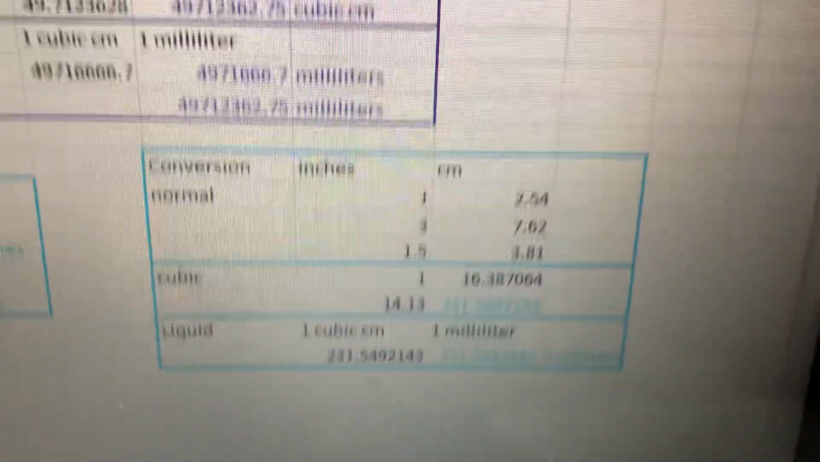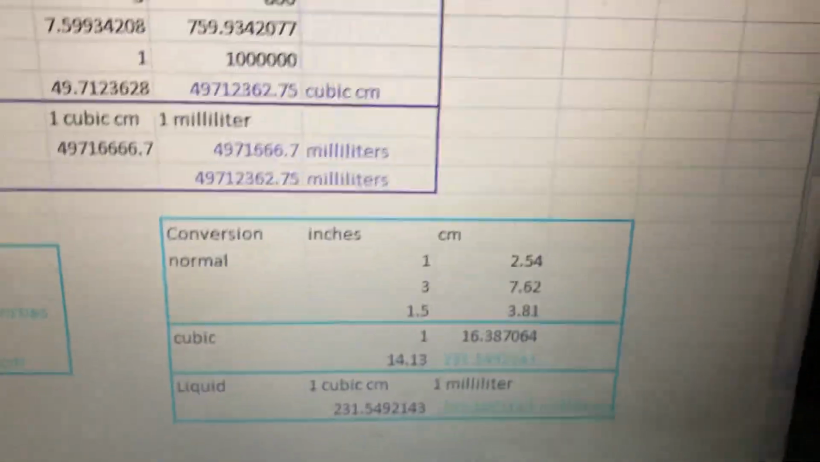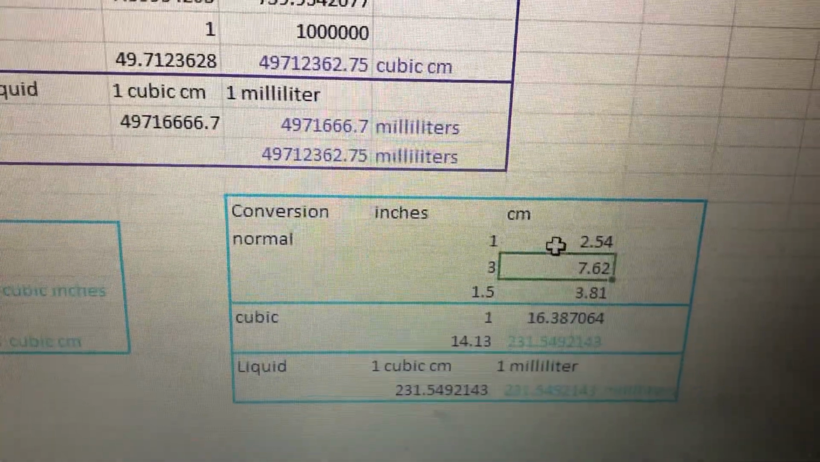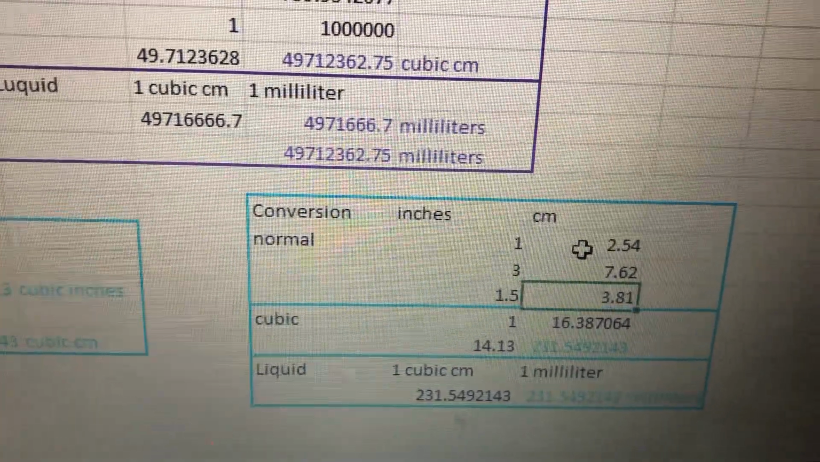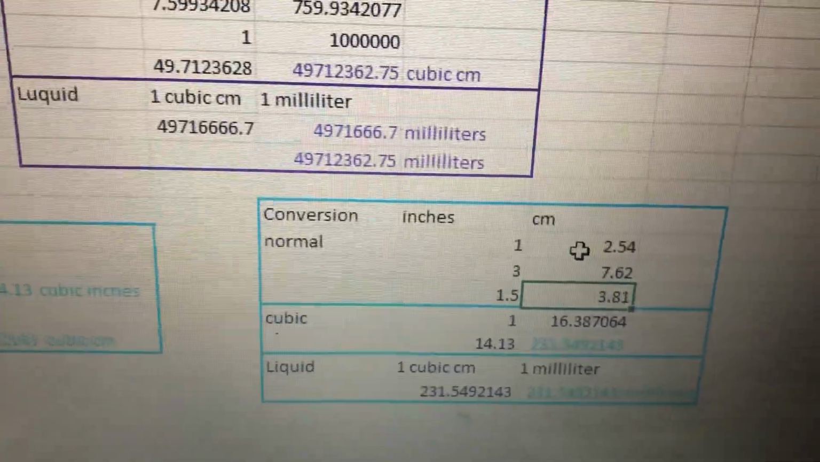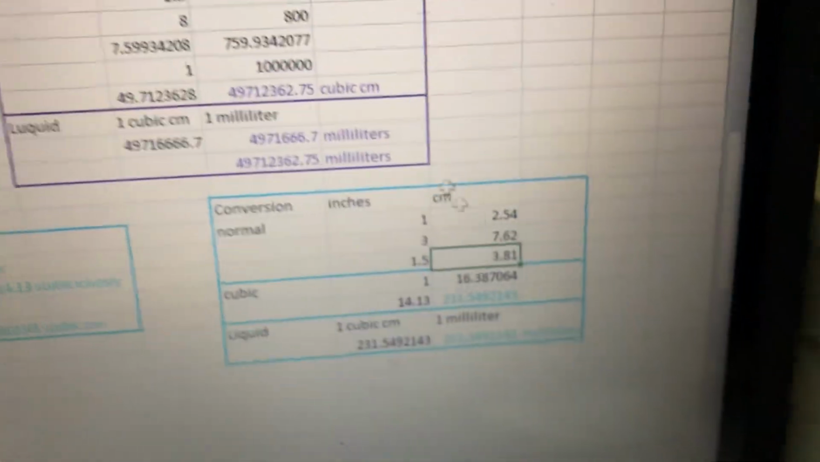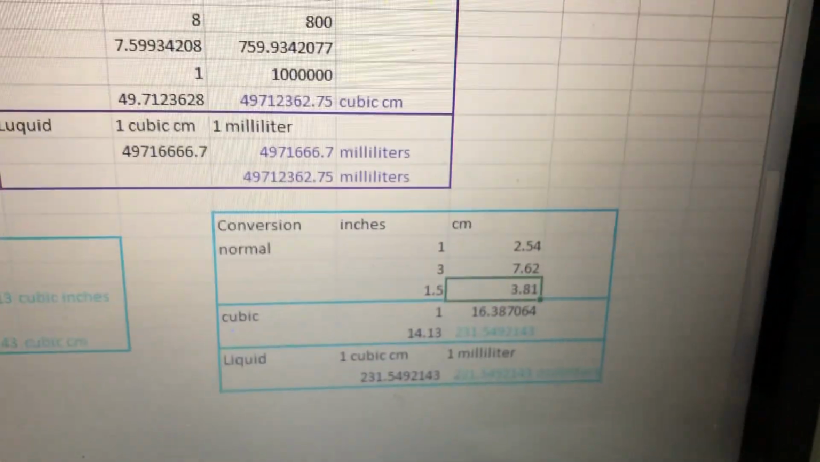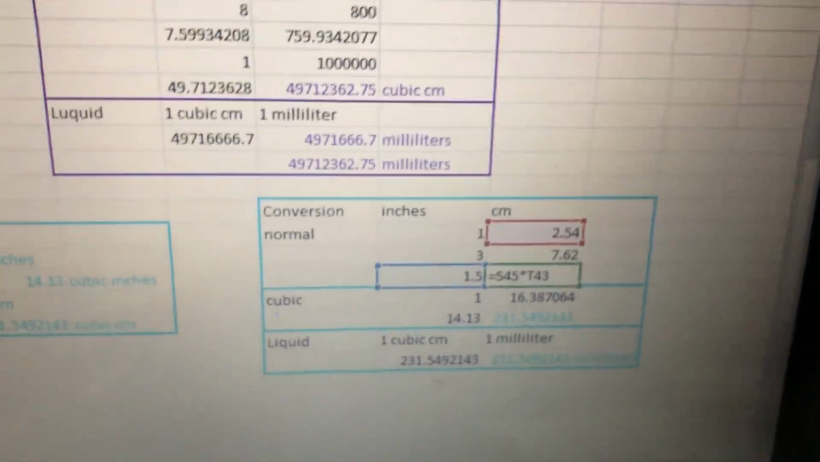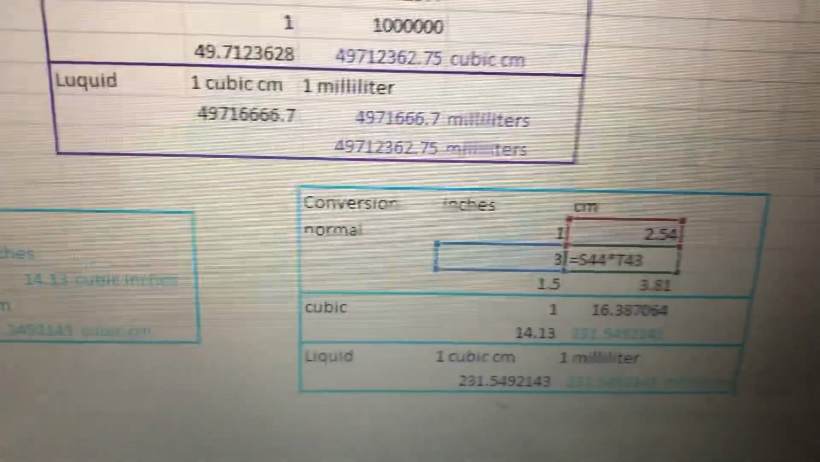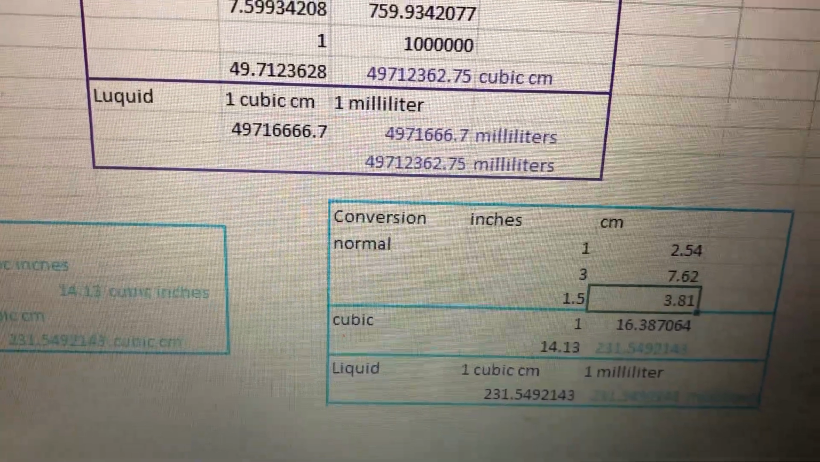So, here's our conversion table. Ito yung normal. From 1 cm, we should get 2.54, di ba? Ganito yun, di ba? 3 becomes 7.62. Then 1.5 becomes 3.81. Ang ginawa ko, minultiply ko. Di ba? Times 2.54. So that I can get the answer to the problem. Di ba? Nasaan ba yun? Yan, di ba? Even this one. So yun.